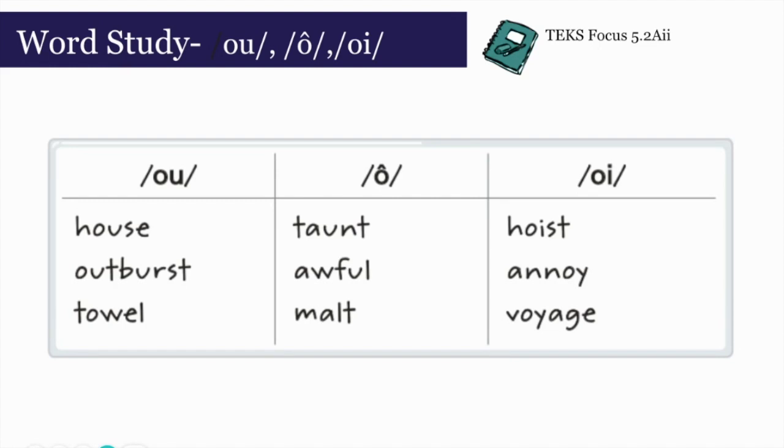Let's look at some examples. The first word is hoist, and I want you to underline the O-I. The second word is annoy, and I want you to underline the O-Y. And our final word is voyage, and I want you to underline the O-Y.